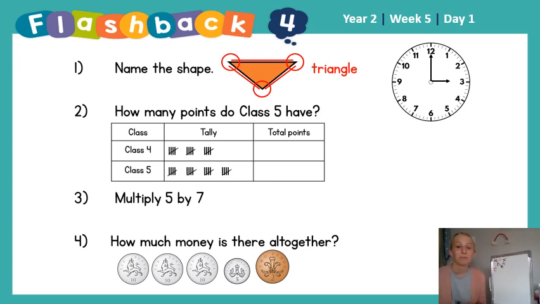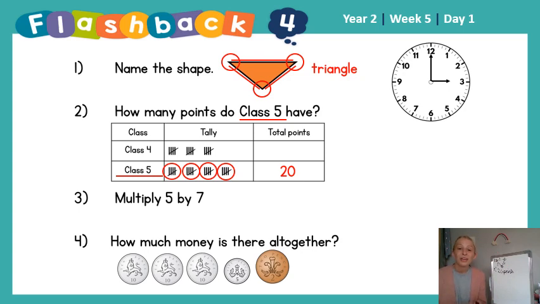Okay, let's have a look at question number 2. Now I can see that question number 2 is a tally chart, so I know we're going to be counting tallies. And remember, when we have a group of tallies together, it represents 5. So the question says, how many points did class 5 have? So I only need to be looking at class 5, so I'm going to underline that there on my tally chart. I can see that they're all in groups of 5, so I can now count in 5. So I've got 5, 10, 15, 20, so their total is 20 points. So class 5 have 20 points.